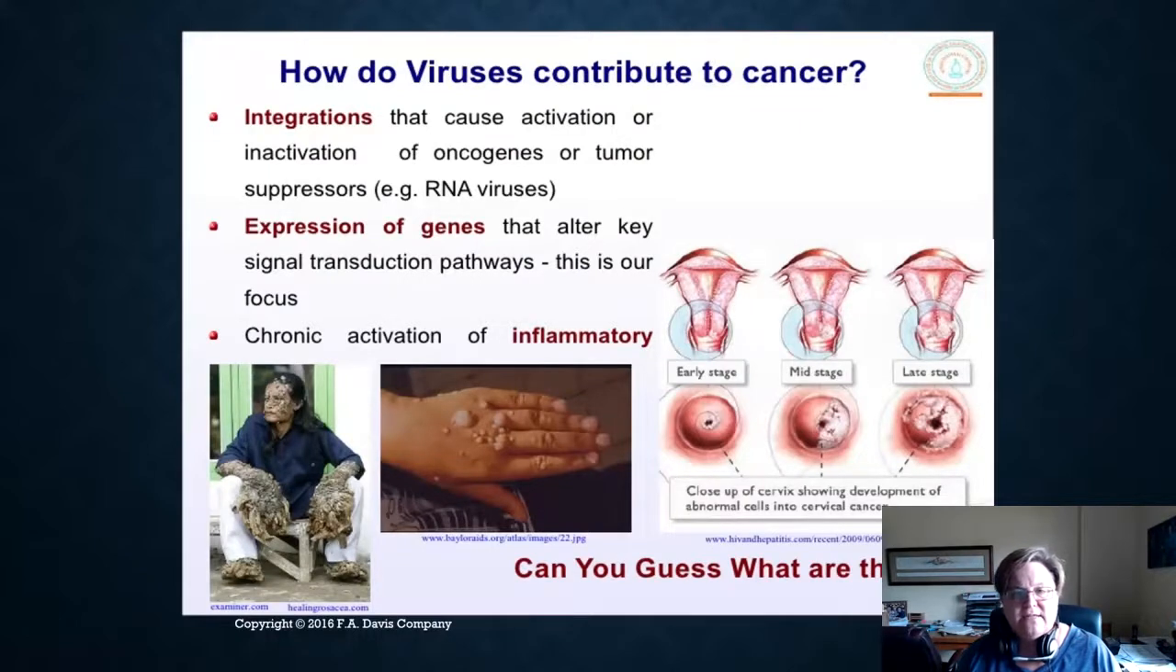We can also have cancers or viruses that can cause cancers, and there's actually quite a few of these that are out today, and we have at least one vaccine. So when a virus exists that might cause cancer, it integrates into the system, and that causes some type of activation or inactivation of the oncogenes or the tumor suppressors. The genes then express themselves differently to alter that signal pathway. And then we'll have an activation of the chronic inflammatory pathway.